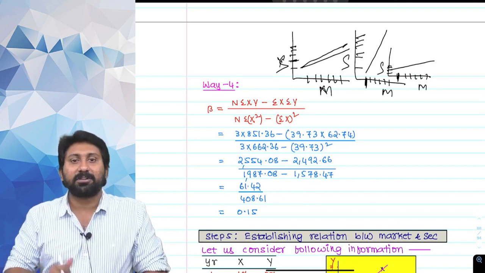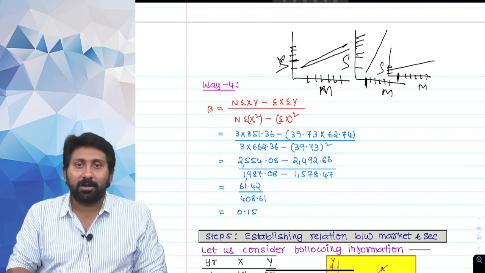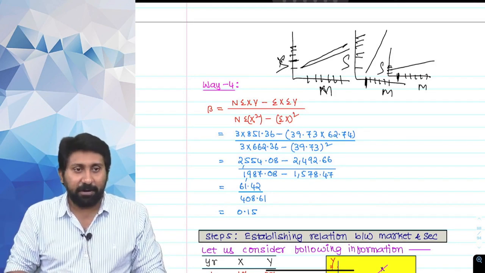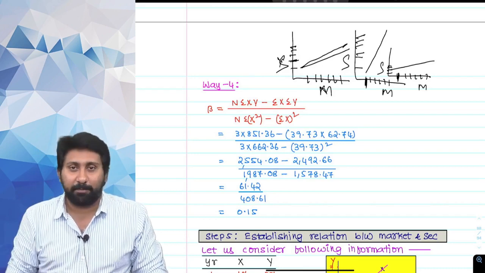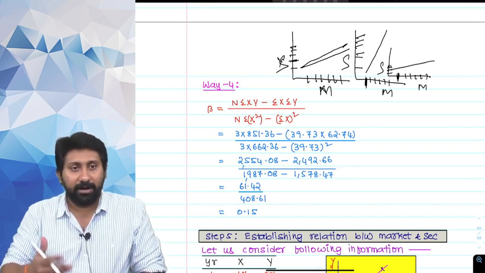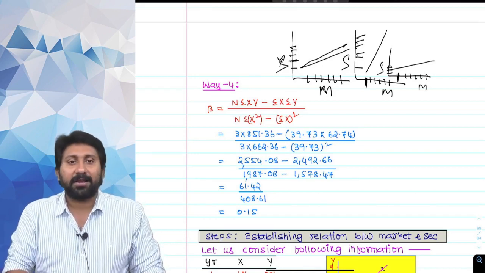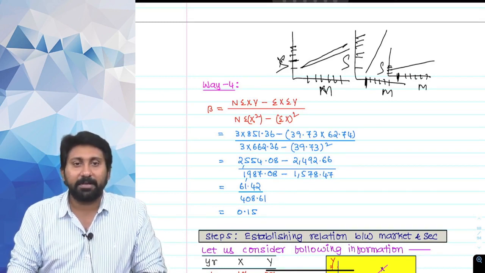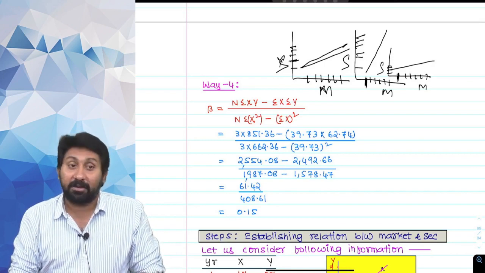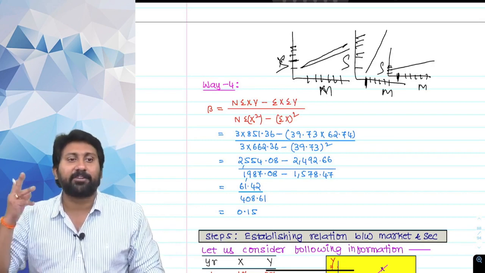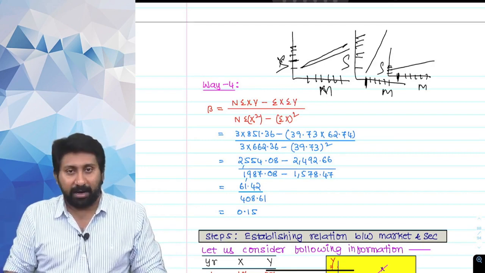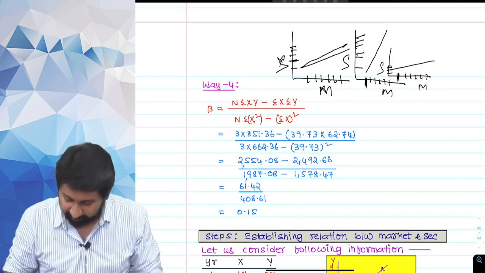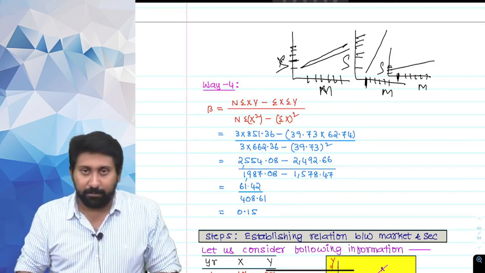Like in the present case, what is the beta? 0.15. It means when the market changes by 1%, my security will change by 0.15%. Or if the market rises by 10%, I will rise by 1.5% only. That means I am overreactive to the market in one case, equally reactive like the market in another, and least reactive to the market in this case. So that's the answer we can put out.